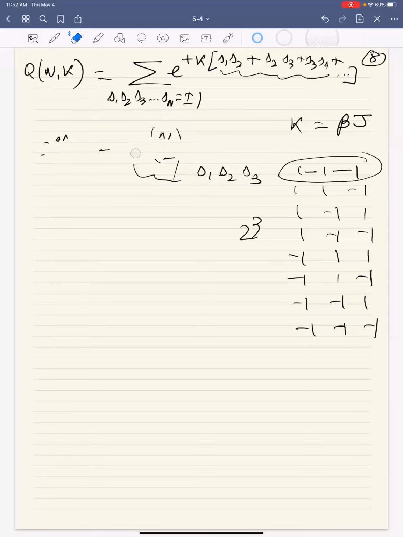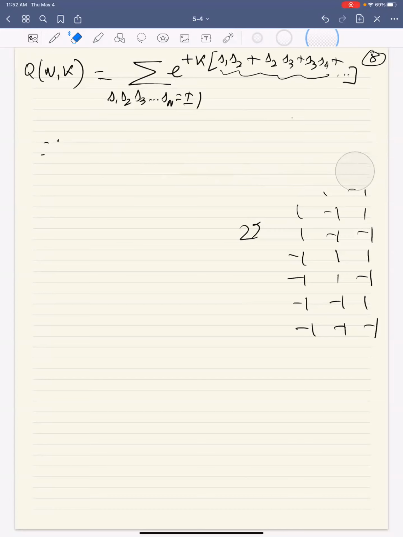I'm going to just erase this part because I want to write on this page.